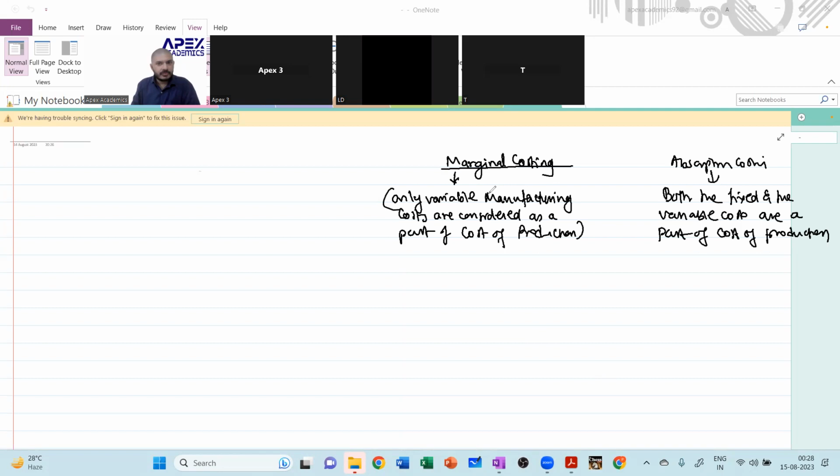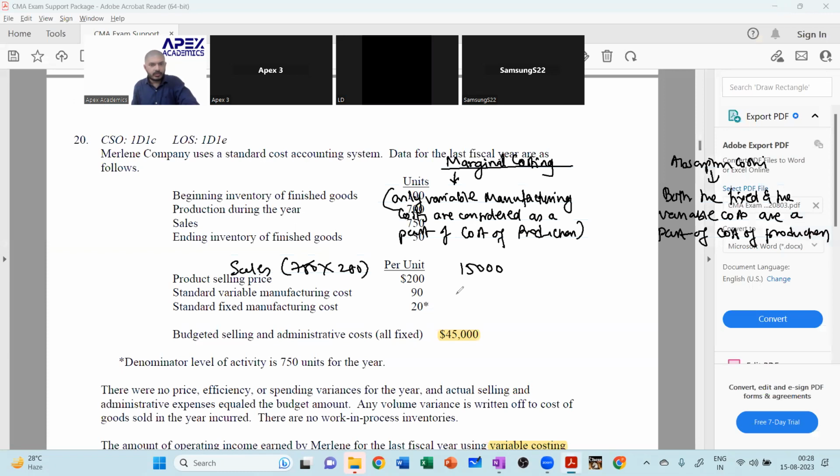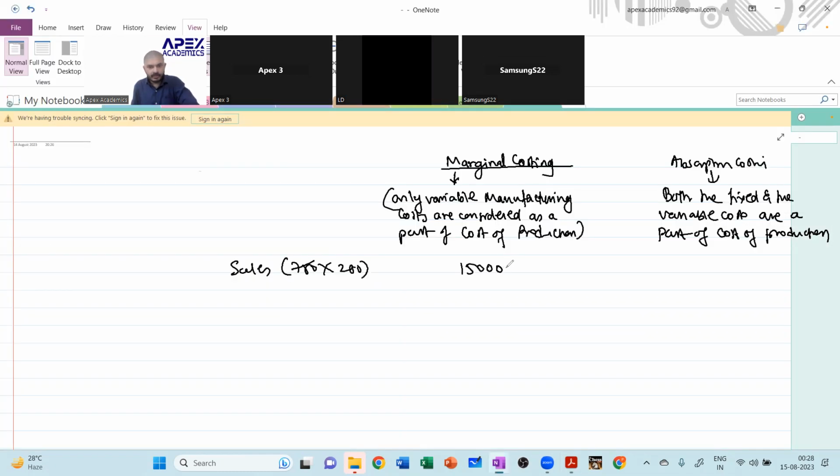Agreed, guys? I'm assuming agreed. Now, sales in both the cases is unfettered. Nothing happens to sales. Sales was 750 at the rate of, if I'm not mistaken, 200. Correct. This will be 1,50,000.